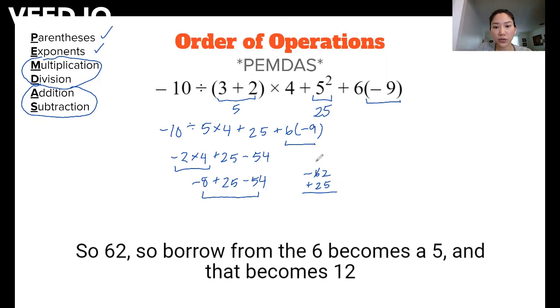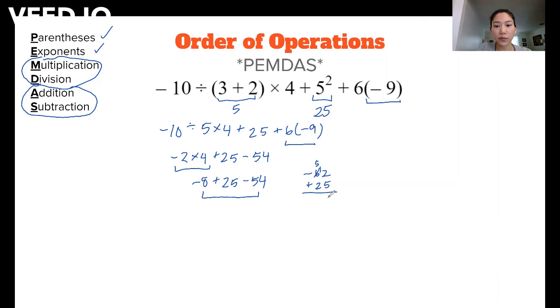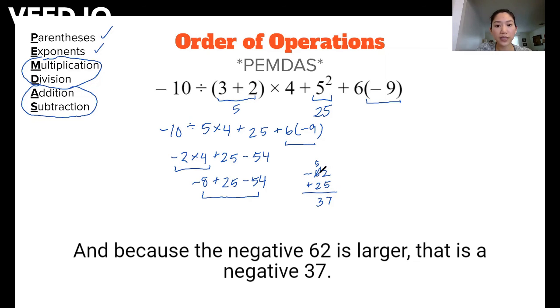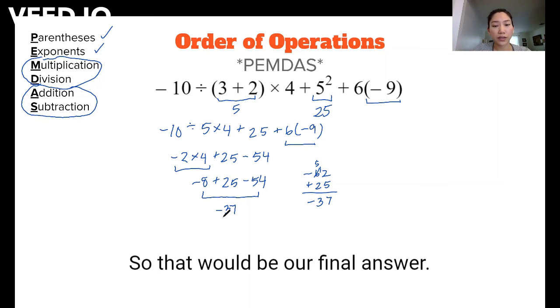So 62, so borrow from the 6, becomes a 5, and that becomes 12. 12 minus 5 gives us 7. 5 minus 2 gives us 3, and because the negative 62 was larger, that is a negative 37. So that would be our final answer.